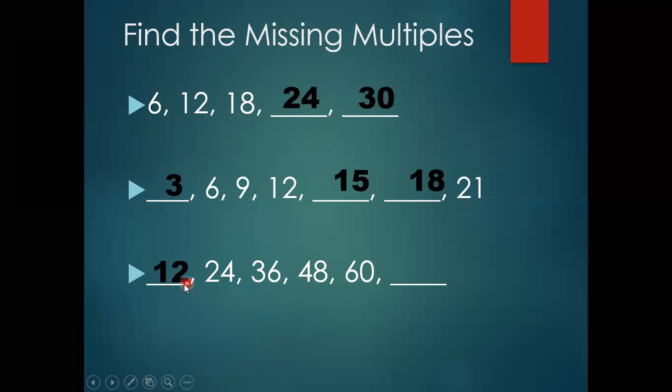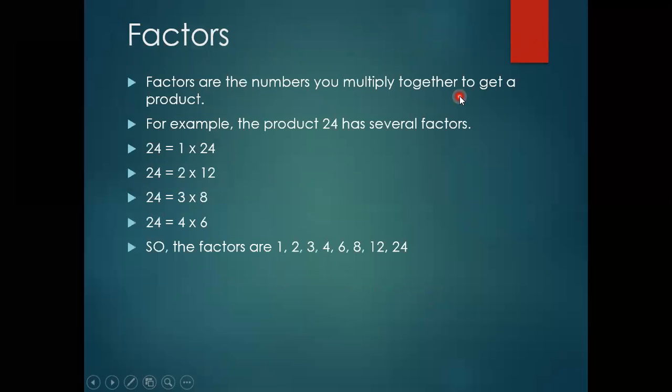And these are the multiples of the number 12. So in order to find the missing number, first we write 12 multiplied by 1 is 12. Next is 12 multiplied by 2, which is 24. Next 12 multiplied by 3, which is equal to 36. Next is 12 multiplied by 4, which is equal to 48. And next 12 multiplied by 5 is 60. And the last number 12 multiplied by 6, which is equal to 72. This is how to find the missing multiples.